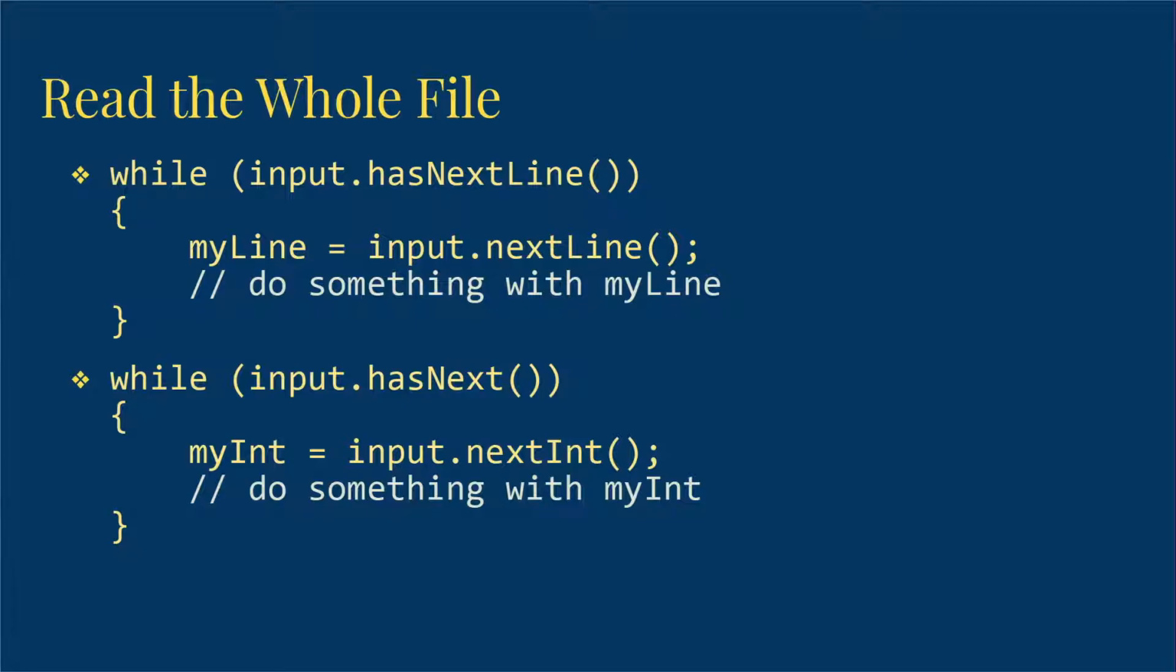Here are a couple of example loops for reading a whole file. So if we're reading line by line, we might say while input.hasNextLine. Then we're going to use input.nextLine to actually read the line and do something, presumably, with what we just read. If we're reading item by item, say we have a file full of numbers, then we might have something like while input.hasNext, myInt = input.nextInt, and then of course we're presumably going to do something with myInt.